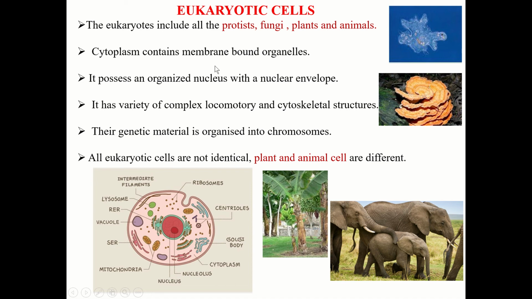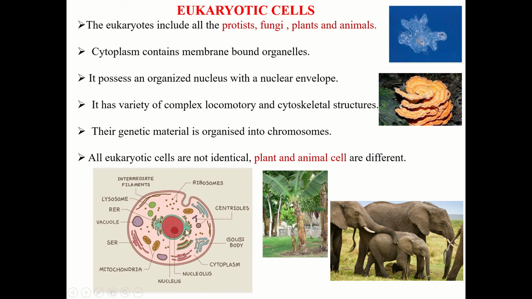Now the cytoplasm contains membrane-bound organelles. You can see all the organelles are bounded by a membrane, an inner membrane and an outer membrane, so they are called membrane-bound organelles. The cell possesses an organized nucleus with a nuclear envelope, which is absent in prokaryotes. It has a variety of complex locomotory and cytoskeletal structures. Their genetic material is organized into chromosomes inside the nucleus.